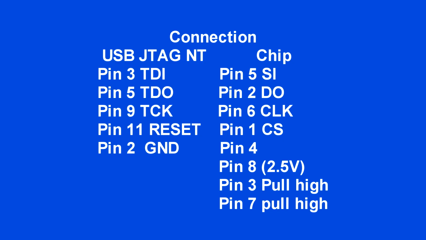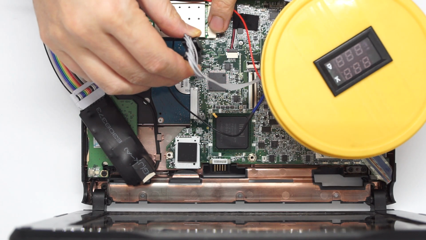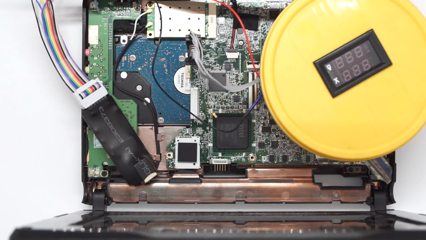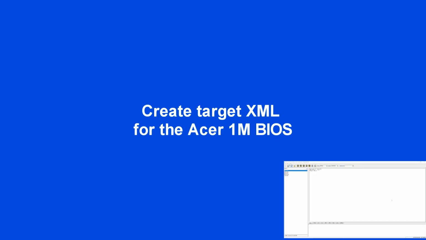Here is the diagram of the connection. The power supply can be 3.3 volt to 2.4 volt. What I found is 3.3 volt on this board does not work, and when I lower to the 2.5 volt, it started working properly. First, let's create an XML for it.